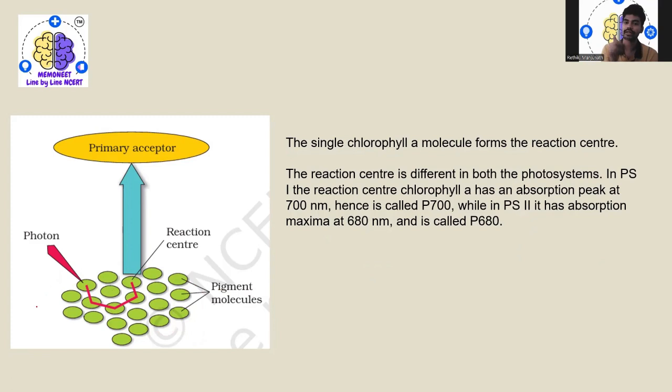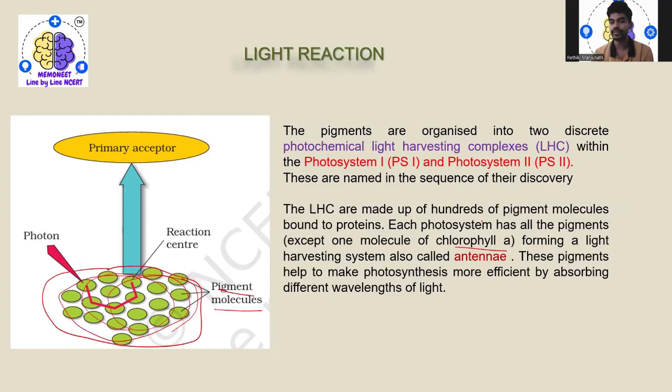What happens here is that a single chlorophyll A molecule forms a reaction center. The reaction center is different in both photosystems, that is, in PS1 and PS2. In PS1, the reaction center chlorophyll A has the absorption peak at 700 nanometers, hence it is called P700. While in PS2, it has the absorption maximum at 680 nanometers, so we call it P680. So this was all about how exactly the light reaction occurs.